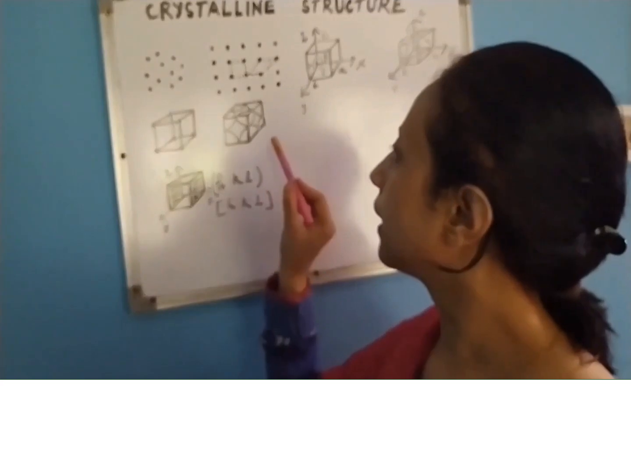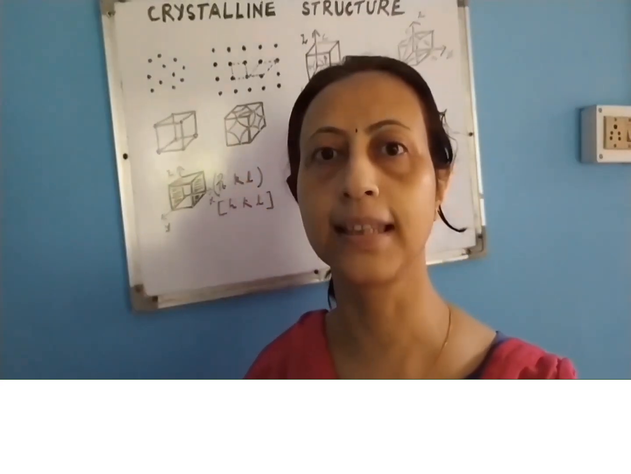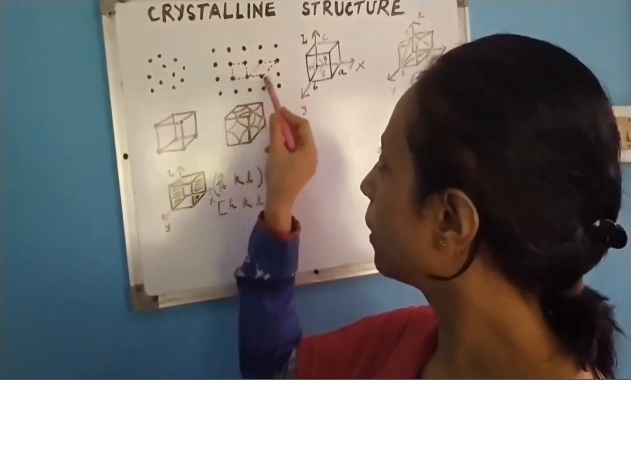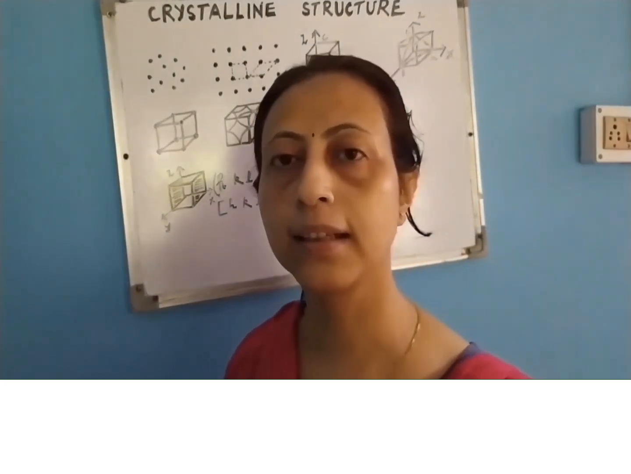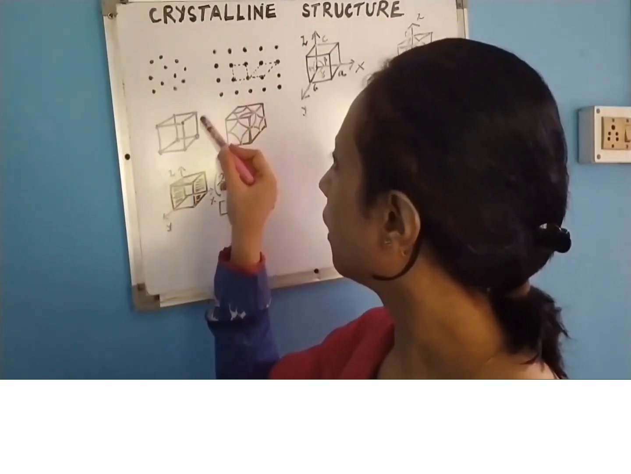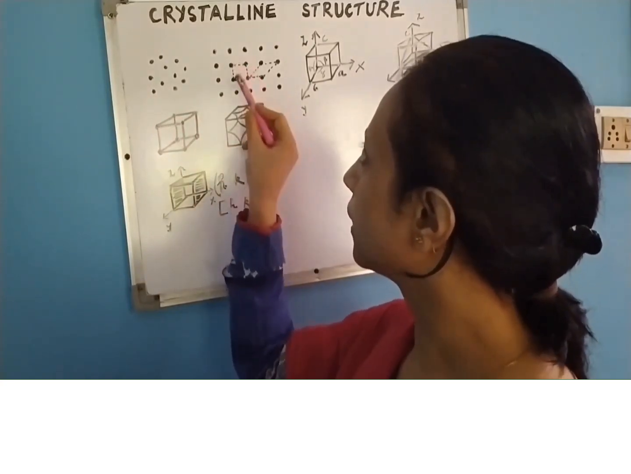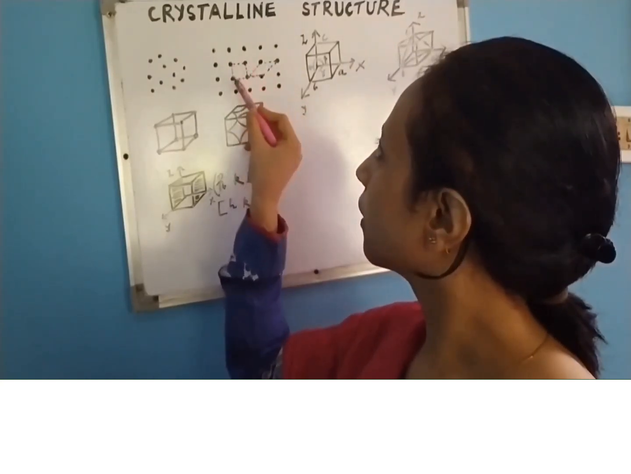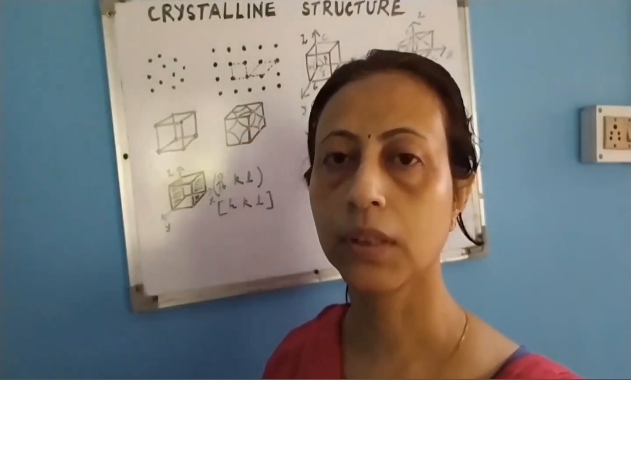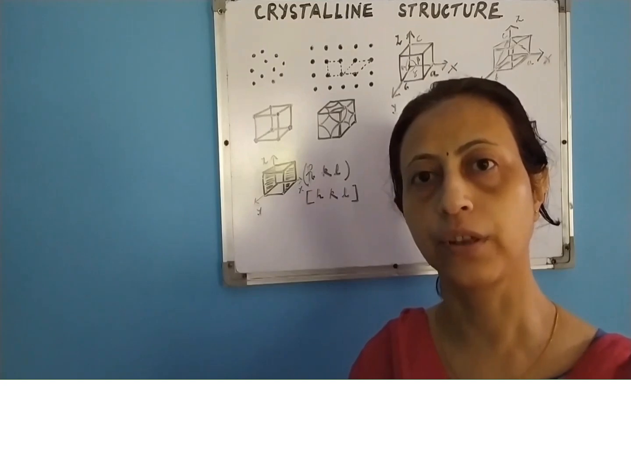Next, let us come to the idea of unit cell. This is actually one crystalline structure in 2 dimensions. If you consider 3 dimensions, then it will be something like this. The smallest unit which you get in the 2-dimensional case is rectangular, or maybe sometimes square. Now let us come to the properties of crystalline structure.